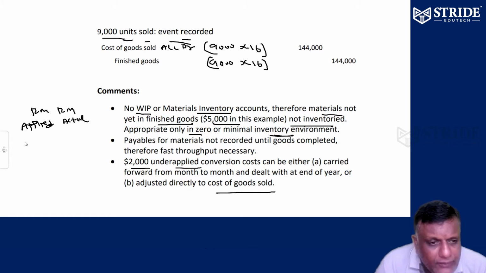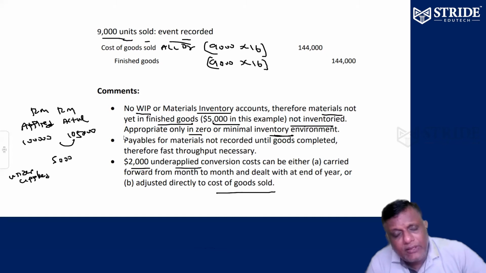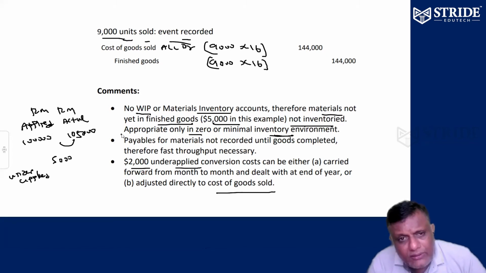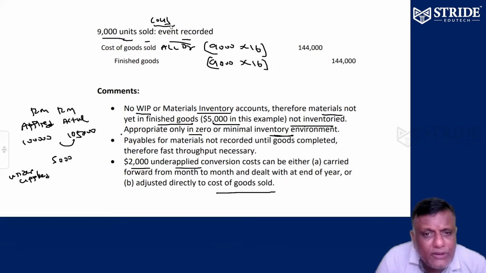Raw material applied is going to be 100,000. Actual raw material is going to be 105,000. But there is a 5,000 difference. Okay, that is also under applied, but it is not a trigger point for me, because I am taking conversion cost and cost of goods sold as trigger points. Cost of goods sold is a trigger point for me. That's it. Therefore, no WIP and no material inventory accounts are required. Almost minimum inventory.